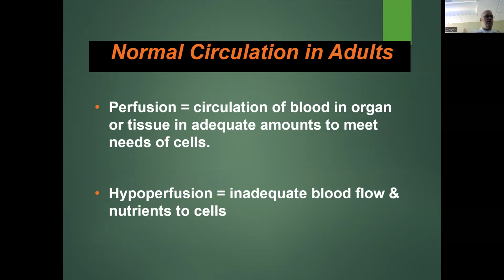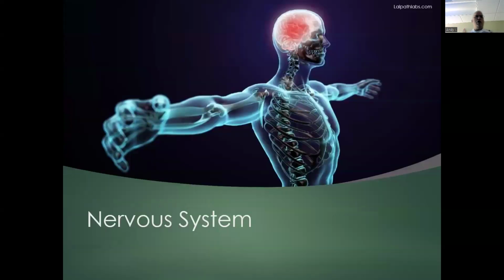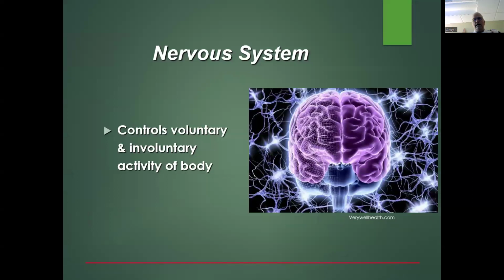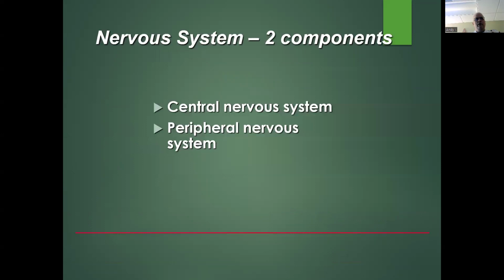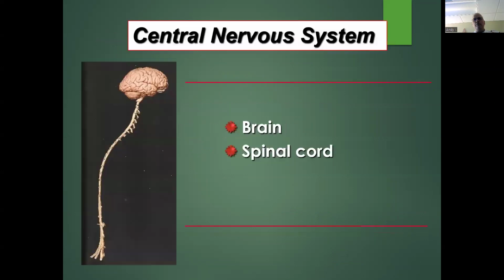All right, moving forward, talking about the nervous system. So the nervous system controls voluntary and involuntary activity of the body. Very complex system. So in the nervous system, you have two components. You have the central and the peripheral. In the central, we have the brain and the spinal cord. Brain and the spinal cord.